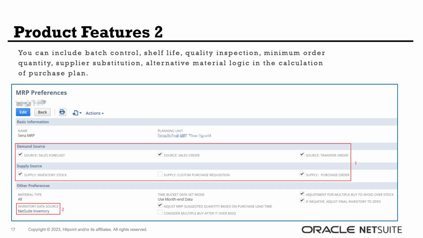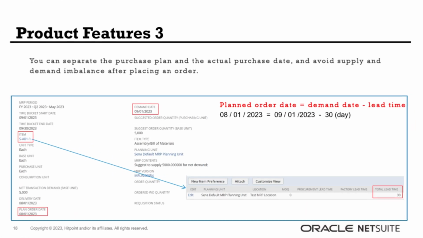Parameters to note when setting up the MRP preference: the selection of demand or supply documents to be included in the MRP calculation. For example, if we check the box sales orders created, it means that the relevant sales orders will be involved in the MRP calculation. Inventory data source: we can choose NetSuite's own inventory or other inventory sources.